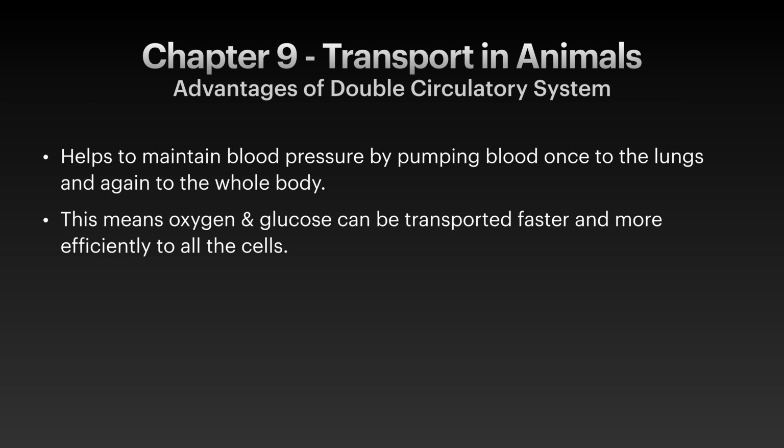Why is double circulation advantageous? Think about this. When blood travels through tiny capillaries in the lungs, it loses a lot of pressure. In single circulation, blood goes straight from the gills to the body at this low pressure. But in double circulation, the blood returns to the heart after the lungs, where pressure is boosted again before being sent to the body. This means oxygen and glucose can be delivered to respiring cells faster and more frequently, perfect for active warm-blooded animals.